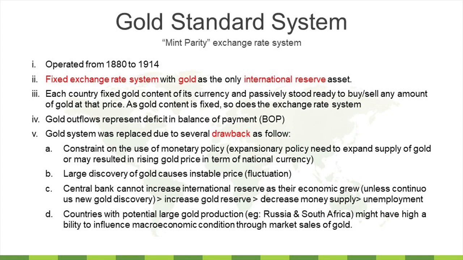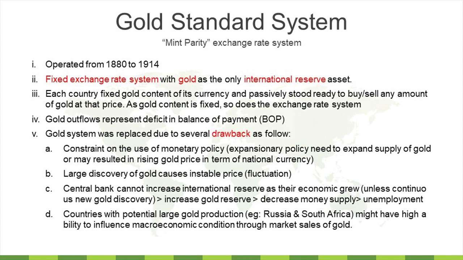5. The gold system was replaced due to several drawbacks as follows. A. Constraint on the use of monetary policy. Expansionary policy needs to expand the supply of gold or may result in a rising gold price in terms of national currency. B. Large discovery of gold causes unstable price fluctuation.